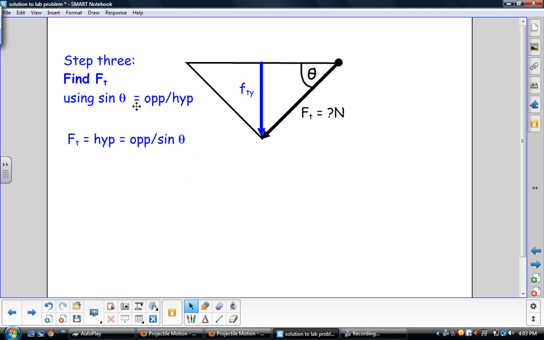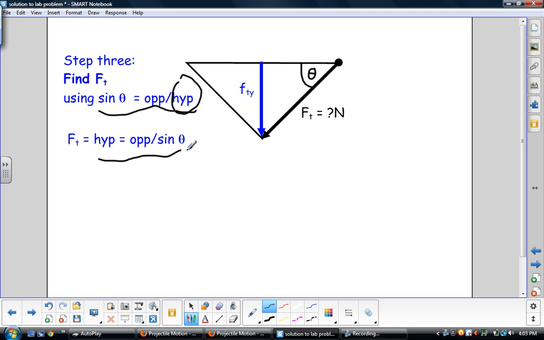A lot of you got this problem wrong because you did not rearrange our 3 variable problem correctly. You've got 3 things here. You need to rearrange for hypotenuse, which gives you this, and a number of you did that wrong. So that will get you to your final answer, and the units for that are in newtons.